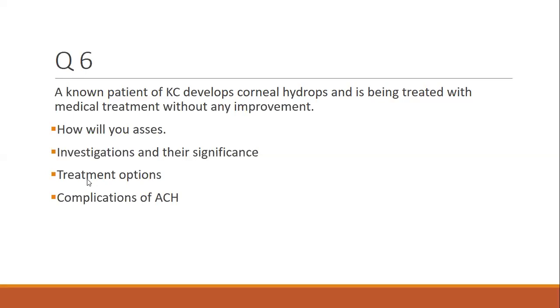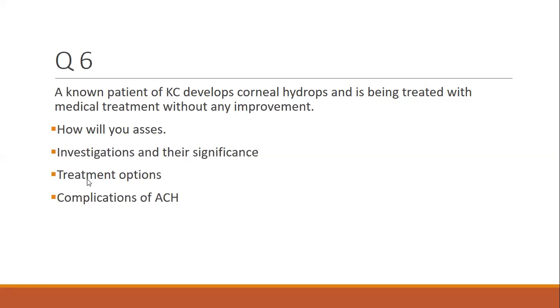A known patient of keratoconus develops corneal hydrops and is being treated with medical treatment, but there is no significant improvement. First revise, what is the medical treatment that is needed to treat corneal hydrops? If the patient develops corneal hydrops, we'll treat with hypertonic saline and lubricants, then cycloplegics to prevent pain, and antibiotics and steroids to decrease inflammation.